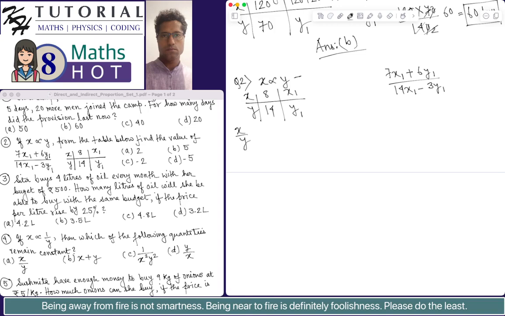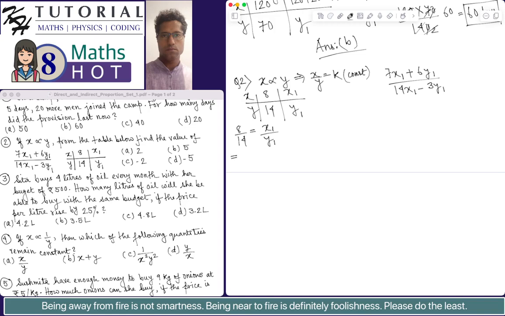So this implies we can say x by y is a constant, which is known as the constant of variation. So it will be a constant. Now, using the corresponding values given in the table, we can say that 8 by 14 should be equal to x1 by y1.